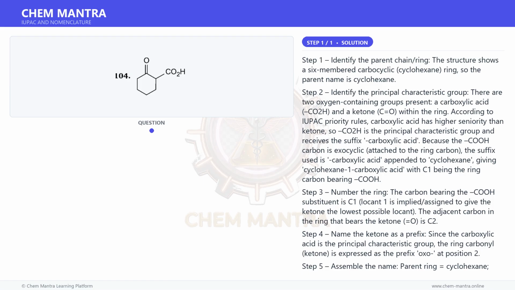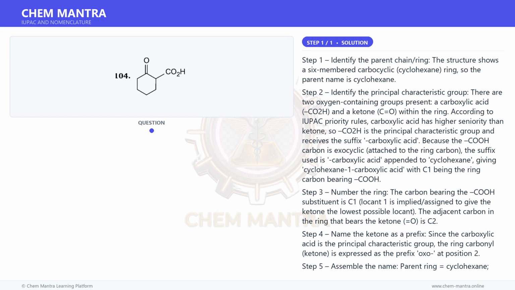Because the CO2H carbon is exocyclic, attached to the ring carbon, the suffix used is carboxylic acid appended to cyclohexane, giving cyclohexane-1-carboxylic acid, with C1 being the ring carbon bearing CO2H.